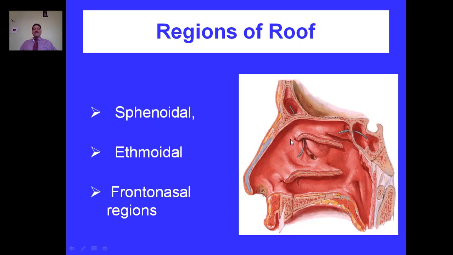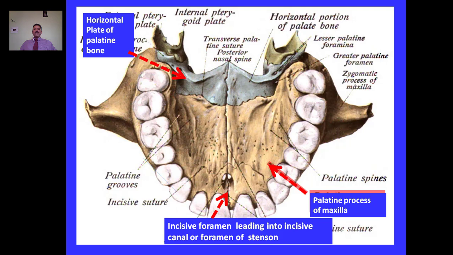The roof is divided into three regions: sphenoidal, ethmoidal, and frontonasal region. As shown in this diagram, the sphenoidal region is formed by the sphenoid, with the ethmoidal region and frontonasal region. Before going to the floor of the nasal cavity, let us go to this diagram.